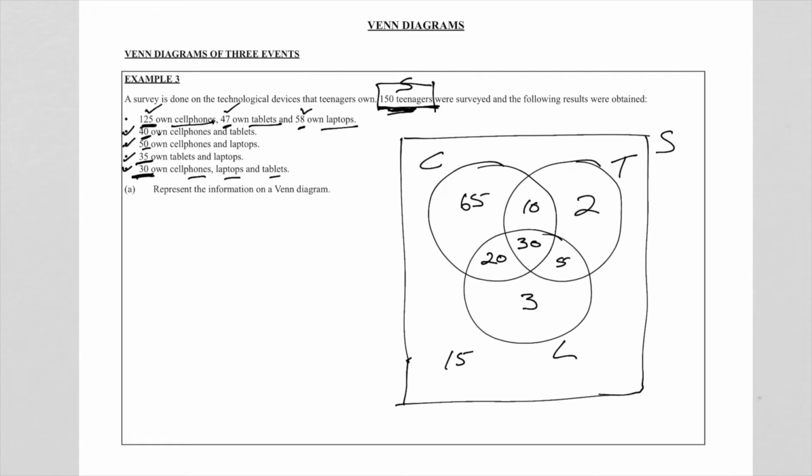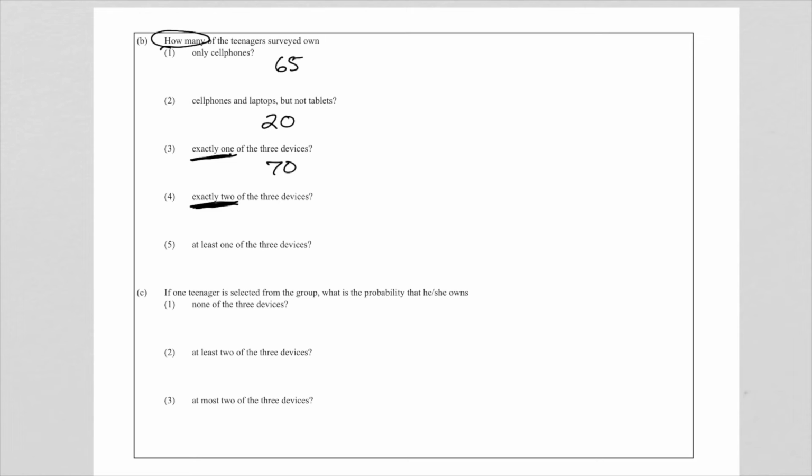So we're going to take the 10 plus the 20, which is 30, plus the 5, which is 35, and that will be our answer for the exactly 2, and that will be 35, if I can just write that down. Good. Now, the last part of this B, and we are still busy with the how many.